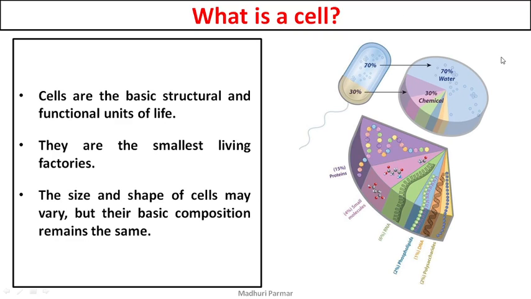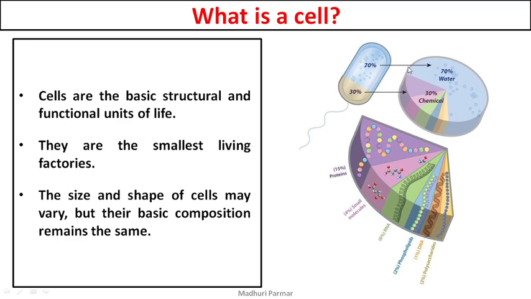So what is this basic composition? If you take a pie chart like this, 70% is made up of water. Can you see here, I've just taken an example of a bacterial cell. The same is true for a human cell as well. About 70% is made up of water. Then you have 30% which is made up of different chemicals.